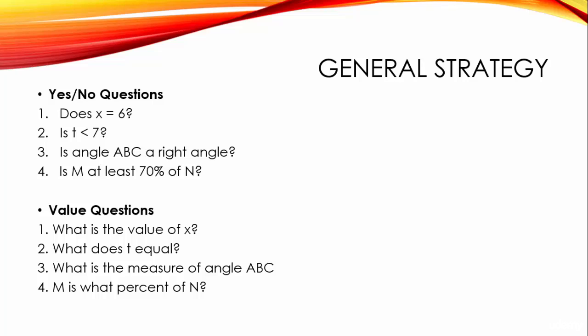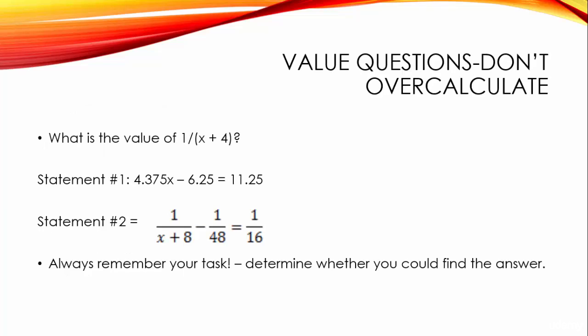When answering a DS question, the first thing to determine is whether it is a yes, no, or value question, because the nature of the task is very different in either case. A yes no question, by definition, has only two possible answers, while a value question, before constraints are applied, typically has an infinity of answers. In value questions, the most important thing is don't overcalculate.